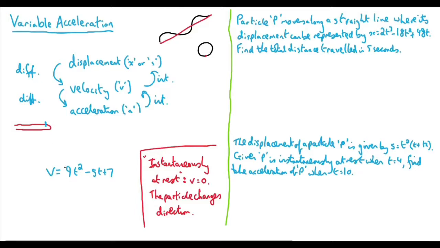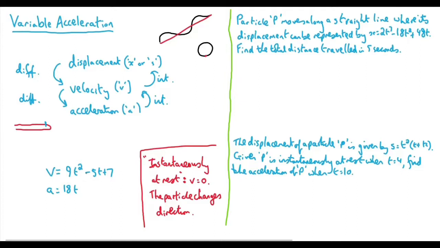Just for some practice though with our integrating and differentiating, if we were to start with an expression for velocity, so the velocity of a given particle is 9t squared minus 5t plus 7, where t in all of these scenarios is going to be representing time. If we wanted acceleration, well, to differentiate, we'll do coefficient times power, so 9 times 2 is 18, and then the power drops by 1 to become 1, so just 18t.